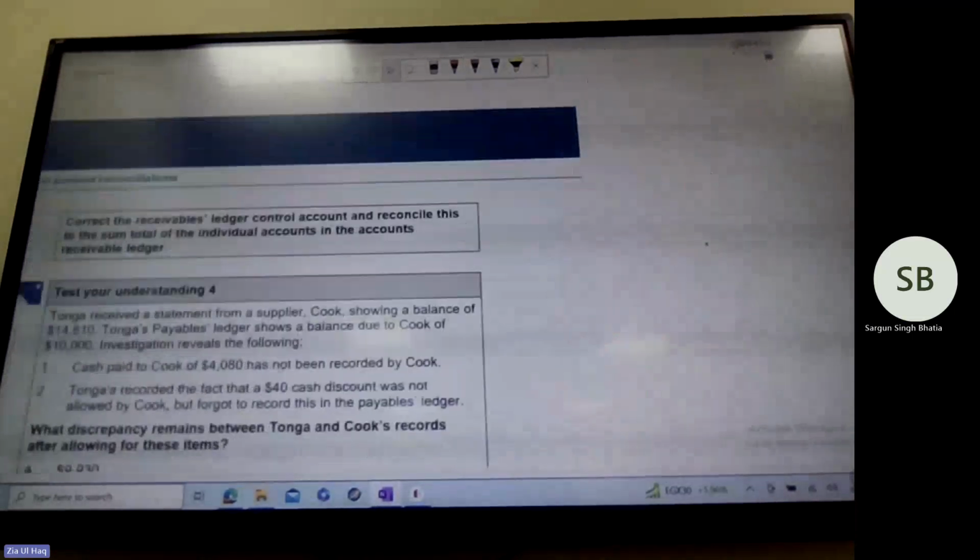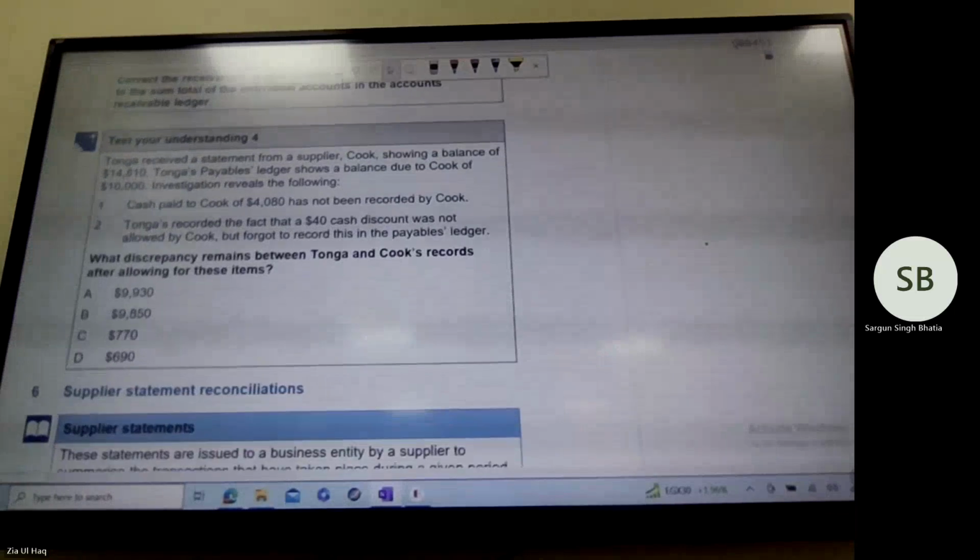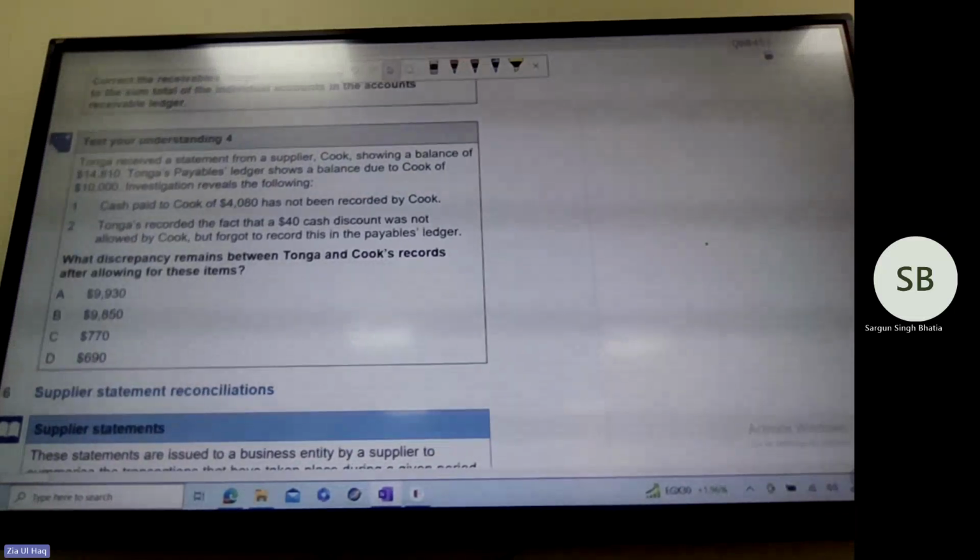We next move towards question number 4. Tonga received a statement from a supplier, Coke, showing a balance of 14810. Tonga's payable ledger shows a balance due to Coke of 10,000.